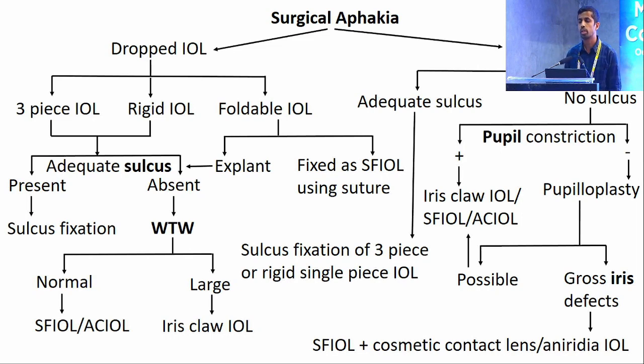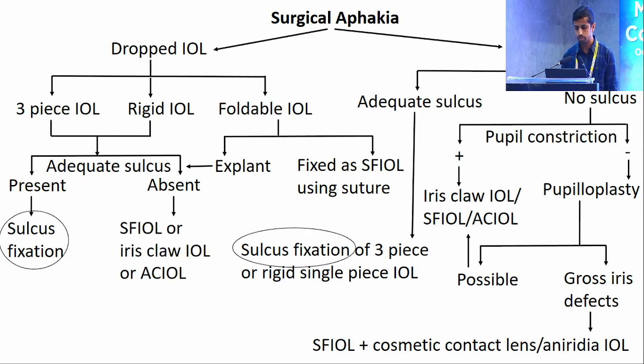When we don't have an IOL and it's just a case of aphakia and we have adequate sulcus, we can go for sulcus fixation of the 3-piece IOL or rigid single-piece IOL. When there is no sulcus, again we have to assess the pupillary constriction. If it is constricting, you can go for any of the IOLs, that is iris claw, SFL or ACIOL. If the pupil is not constricting, you can consider pupilloplasty, and after that again go back to either iris claw, SFL or ACIOL. If there are gross iris defects, then you have to go for an SFL with cosmetic contact lens or for an aniridia IOL.